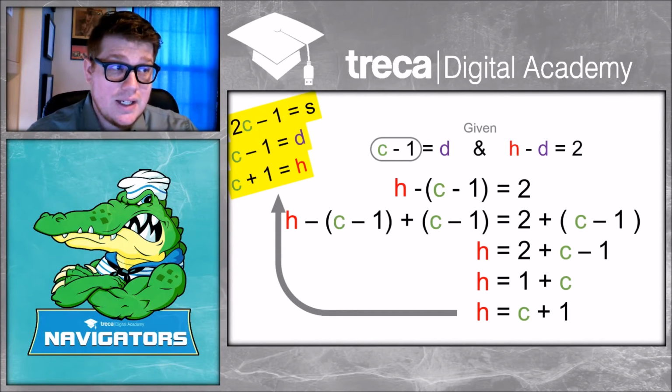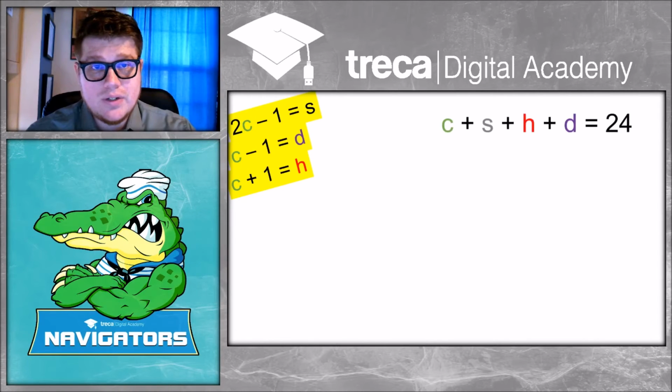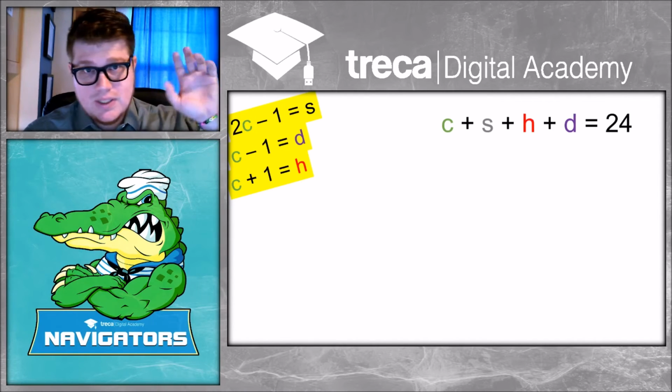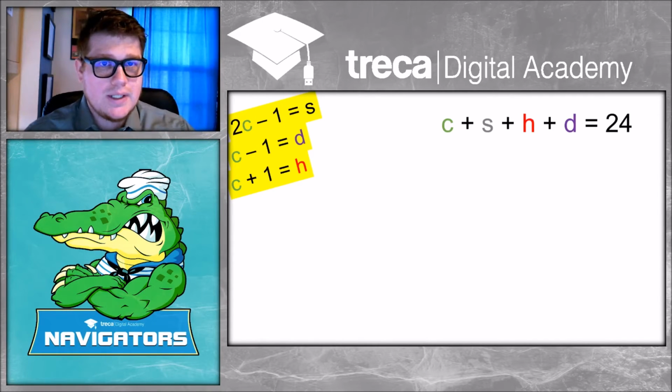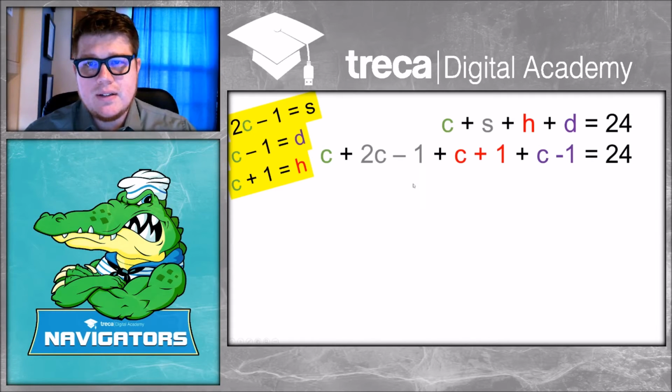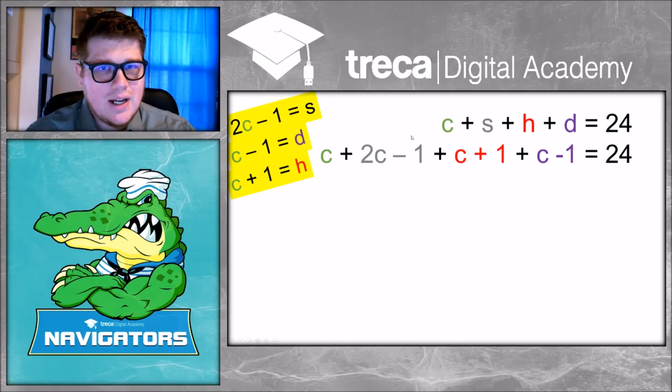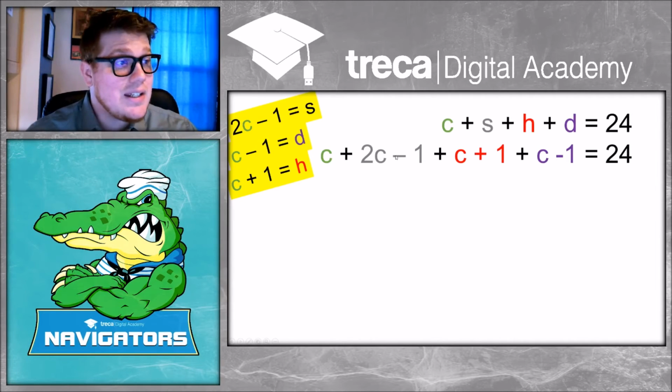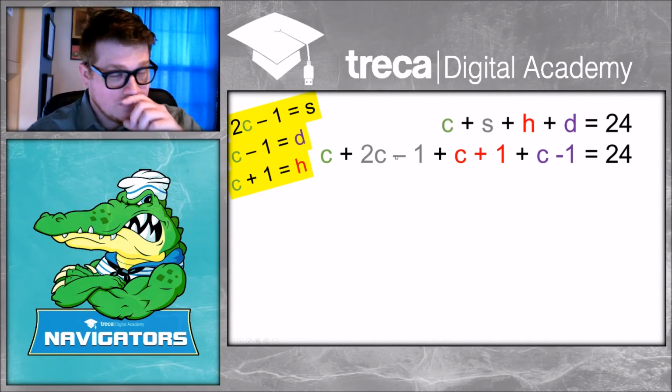And what that means is I can take our original crazy math question, right? C plus S plus H plus D equals 24. Instead of spades, I'm going to put in 2C minus 1. Instead of hearts, I'm going to put C plus 1 because we found out that's what hearts equals. And instead of diamonds, I'm going to put C minus 1. Now you see here, I just have C's. And I can do this problem.